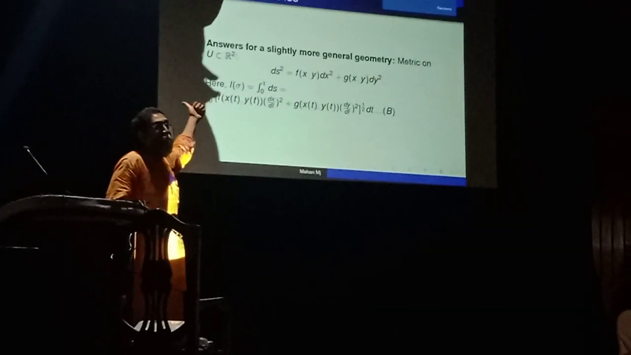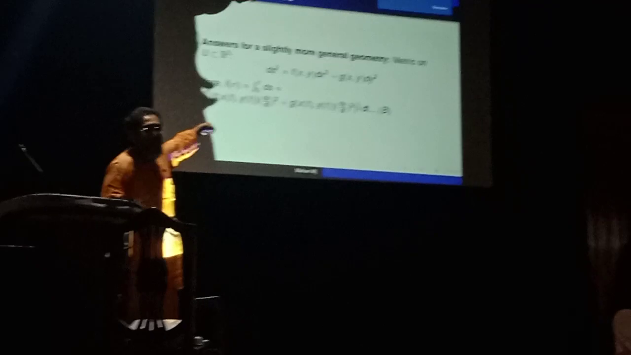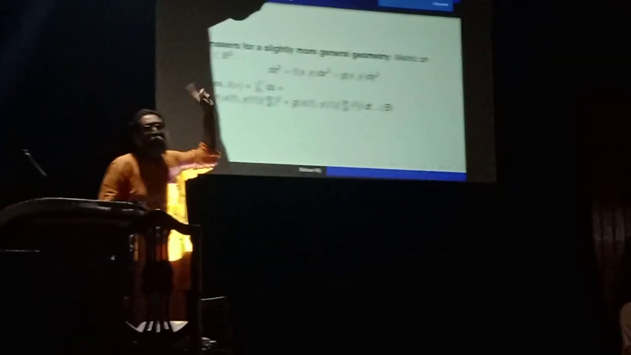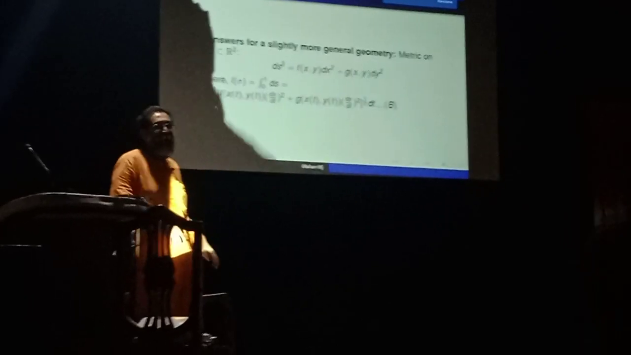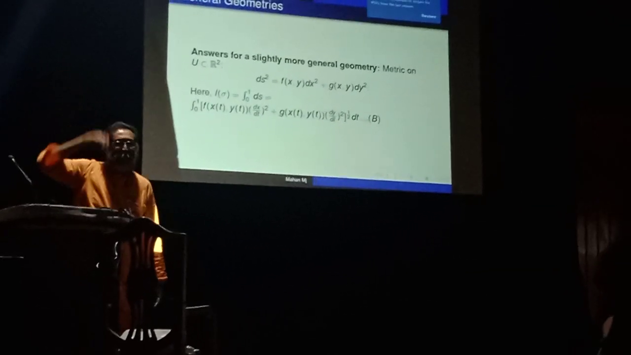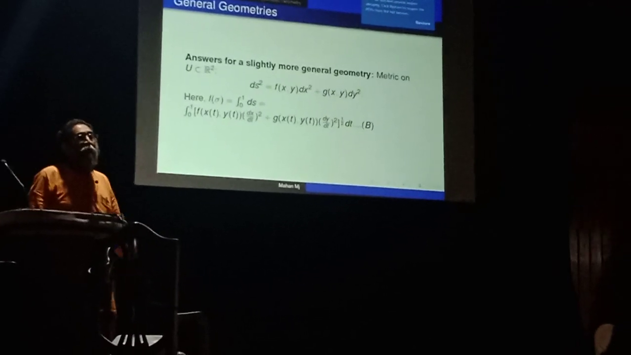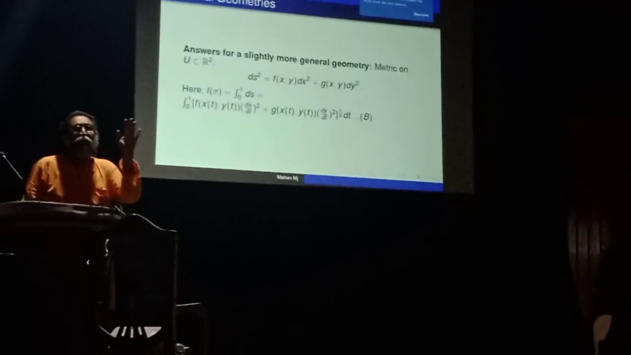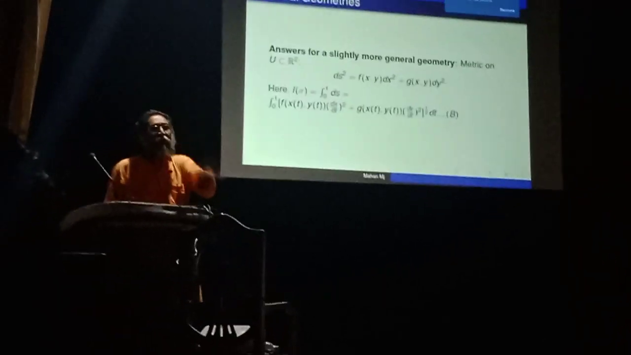Can we change the model? This is the model. F equal to g equal to the constant function 1 is the Euclidean geometry model. But now we have arbitrary f and g. We have to choose f and g properly so that we can actually compute the geodesics in this model and answer the question whether the fifth postulate is being satisfied.